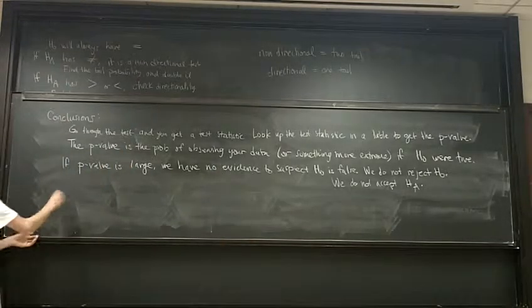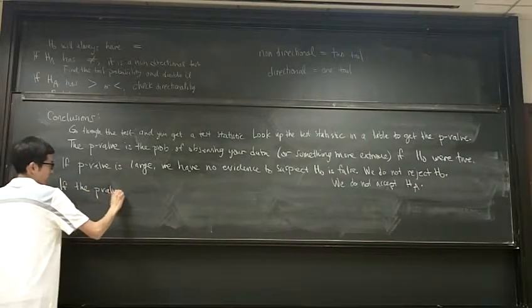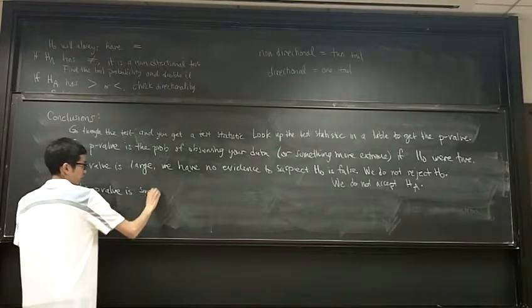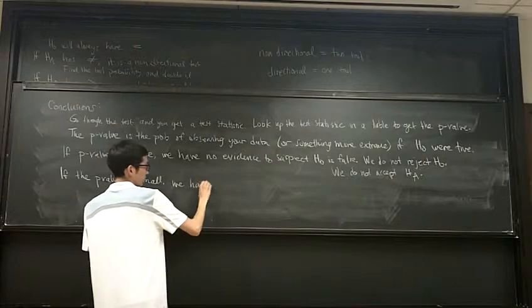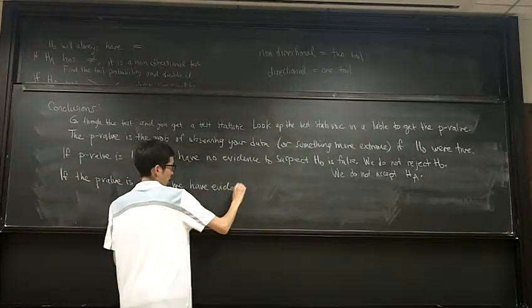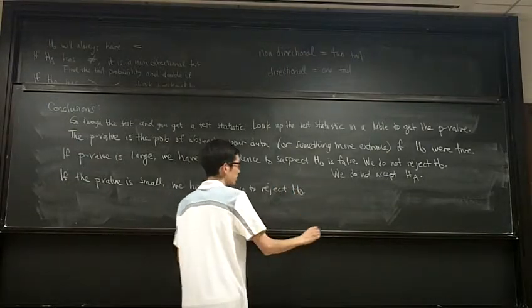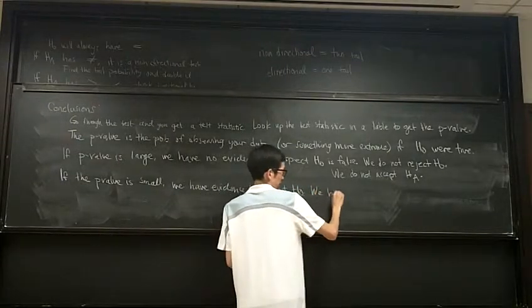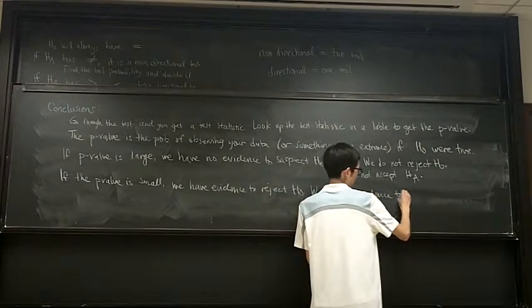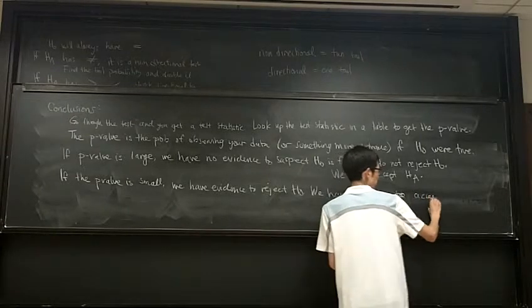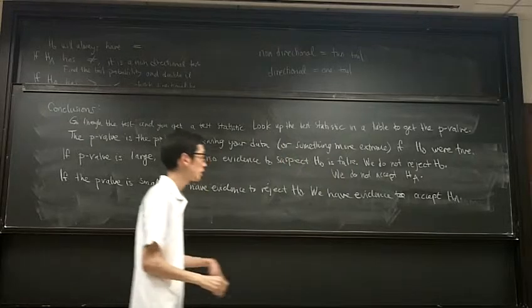On the other hand, if the p-value is small, then we have evidence to reject the null hypothesis, or we have evidence to accept the alternative.